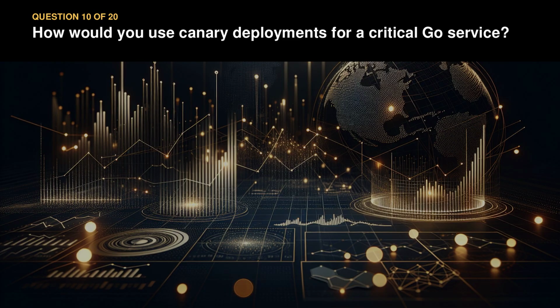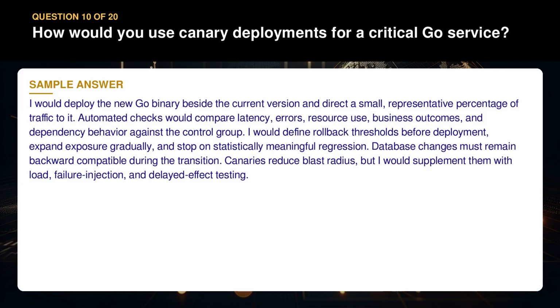Question 10. How would you use canary deployments for a critical Go service? I would deploy the new Go binary beside the current version and direct a small, representative percentage of traffic to it. Automated checks would compare latency, errors, resource use, business outcomes, and dependency behavior against the control group.